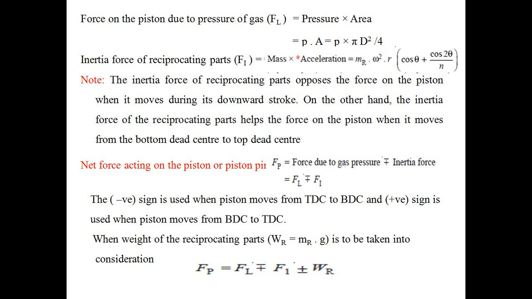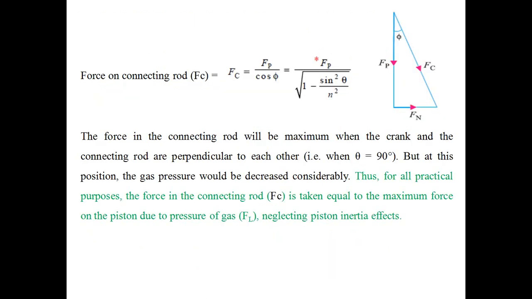When the weight of the reciprocating part is to be taken into consideration, then Fp is equal to Fl minus plus Fi plus minus Wr, because weight is due to gravity, and it acts downward. Always the downward direction is taken as positive and the upward direction as negative. That's why the sign convention for the weight is plus minus Wr.